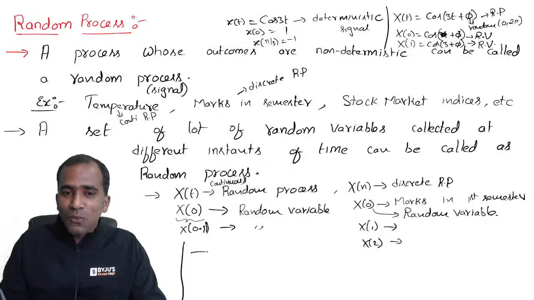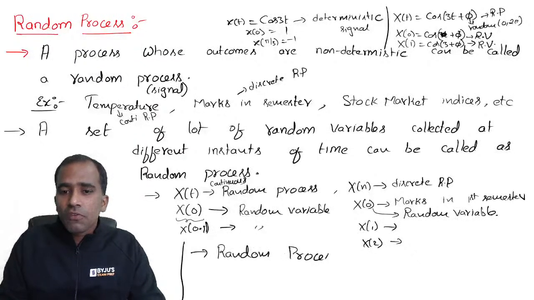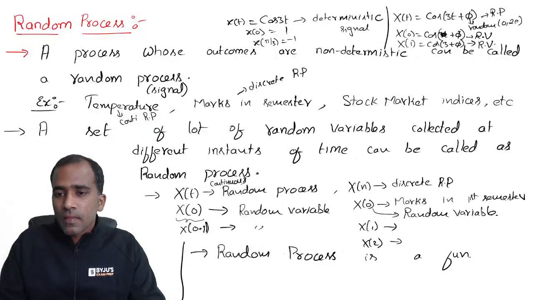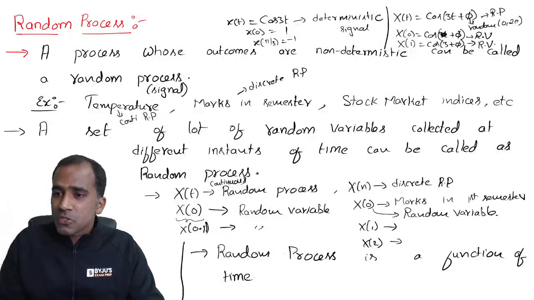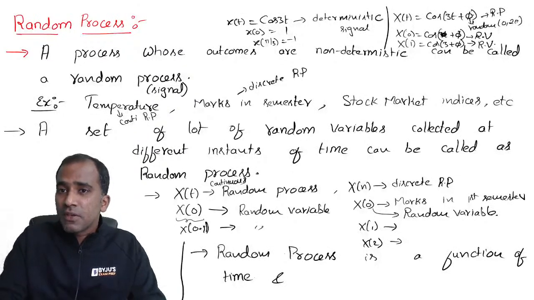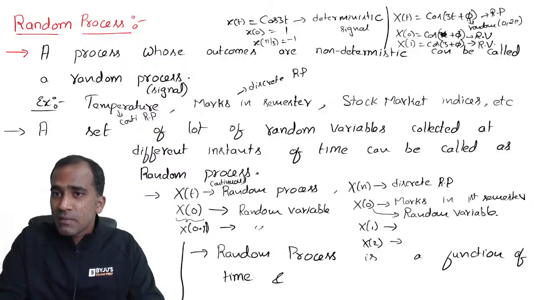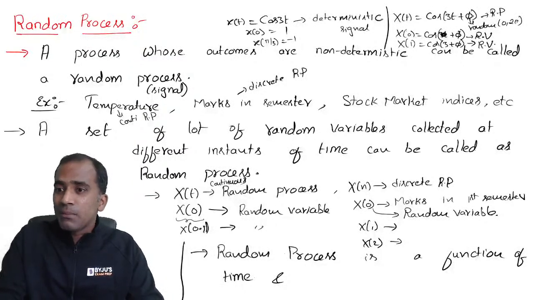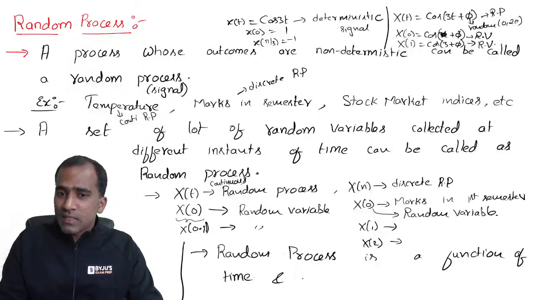I'll tell you one more way of understanding also. A random process can also be looked at as a function of time, correct? Random process means it's definitely something which happens with time. So definitely it will be a function of time. And also, in this example, if you observe, it is a function of a random variable. Phi is a random variable here. Or it is a function of some randomness. If there is no randomness, it will not become a random process.